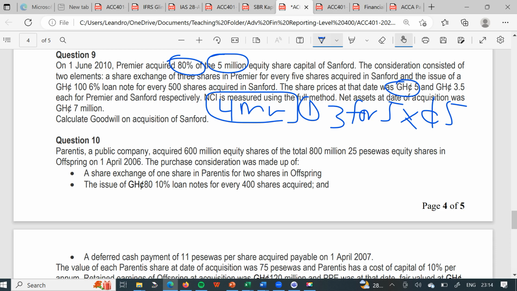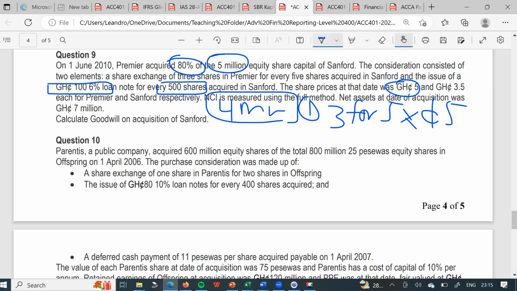And then the second one is the 6% loan notes for every 500 shares. And so again, you will take the shares acquired and divide by 500. Okay, so always you need to have this understanding.